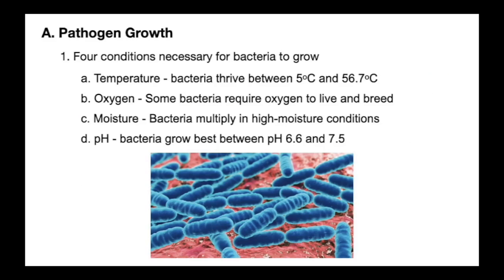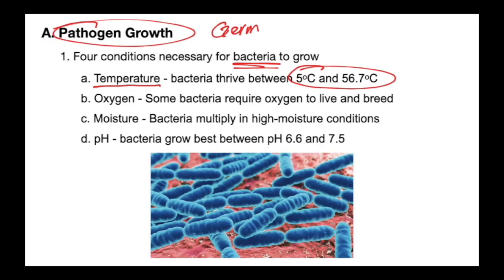Okay, so let's talk pathogen growth. What the heck's a pathogen? Remember, that means a germ, like a bacteria or a virus. So first of all, let's look at bacteria. There are 4 conditions they need to grow. First of all, it has to be the right temperature. Between those temperatures, bacteria grow. They say that body temperature is perfect for bacteria growth.